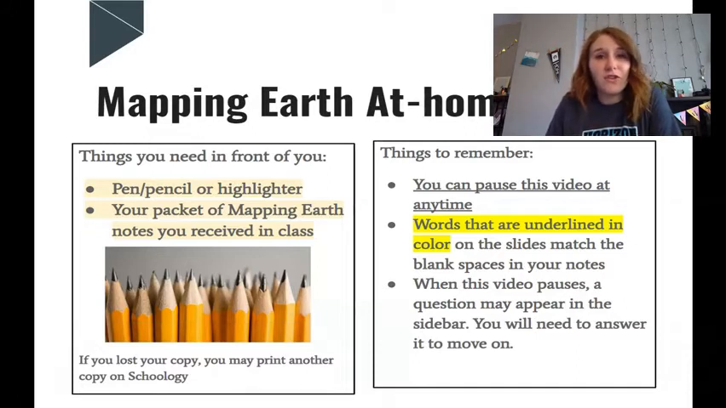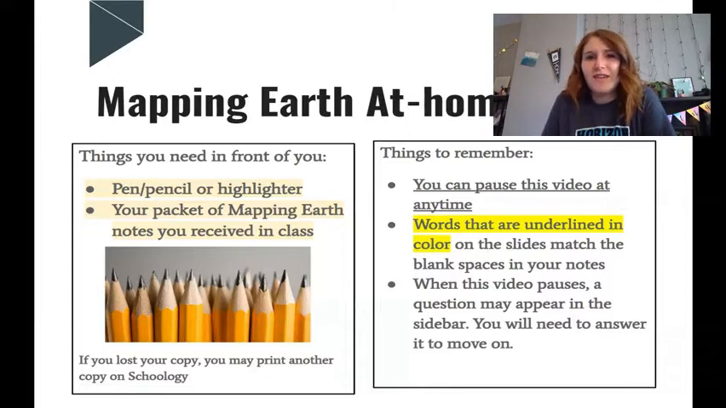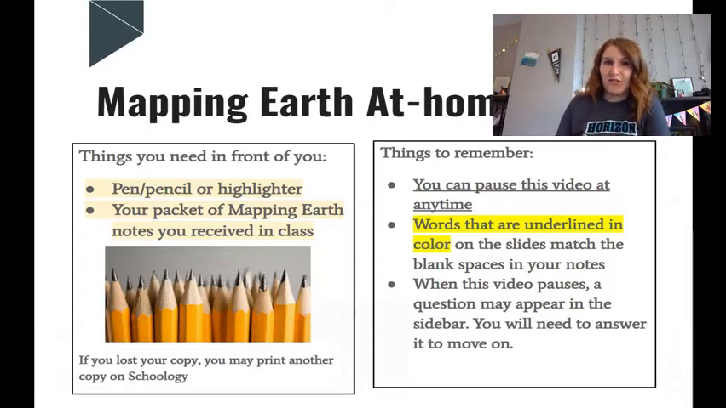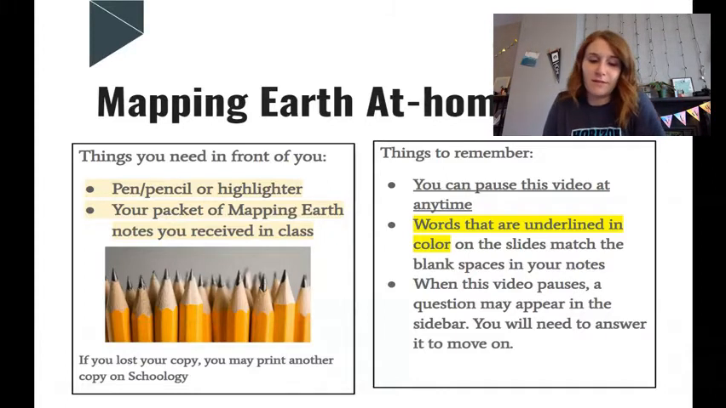Also, just so you know, if you lost your copy that we gave you in class or you were absent that day, you may print another copy on Schoology for yourself. Things to remember: as you watch this video, you can pause at any time. If we're going too quickly and you're trying to keep up, watching and writing down what you need to put in your notes, just hit the pause button so you can keep up.